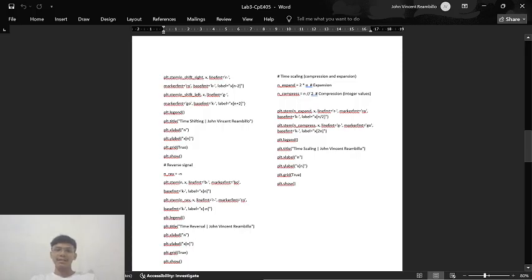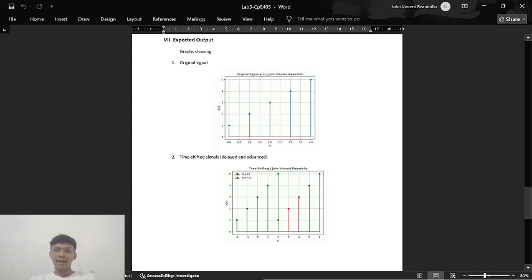The first one is time shifting, which moves the signal along the time axis without changing its shape or amplitude. By subtracting 2 from n, I delay the signal, shifting it to the right, represented as x[n-2]. By adding 2 to n, I advance the signal to the left, represented as x[n+2]. The plot clearly shows how the entire waveform moves earlier or later in time depending on the direction of the shift.